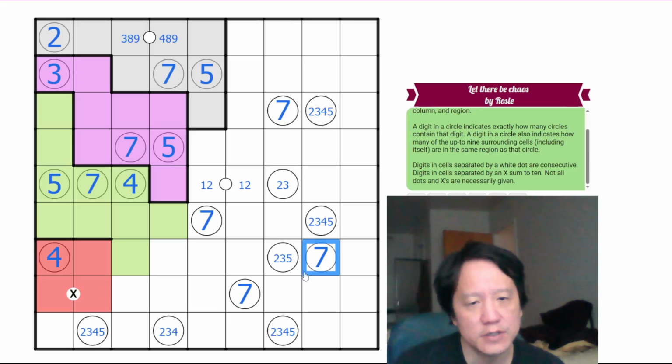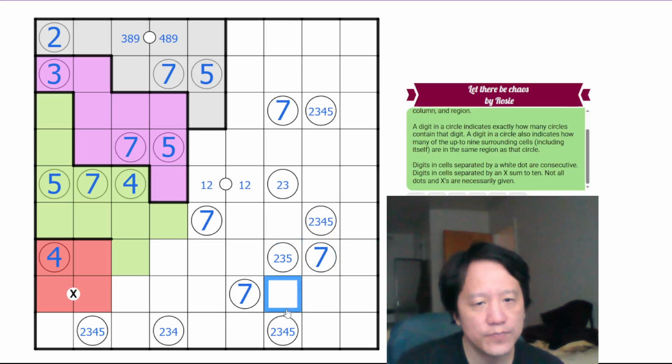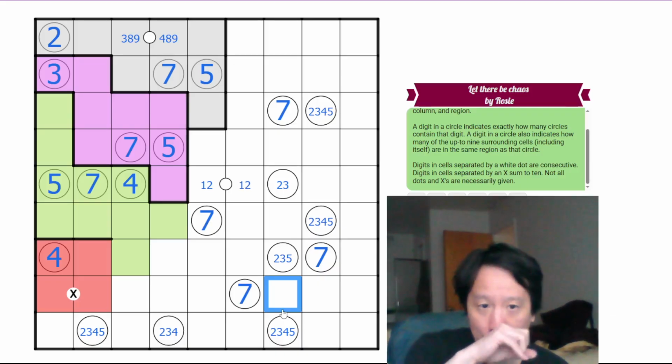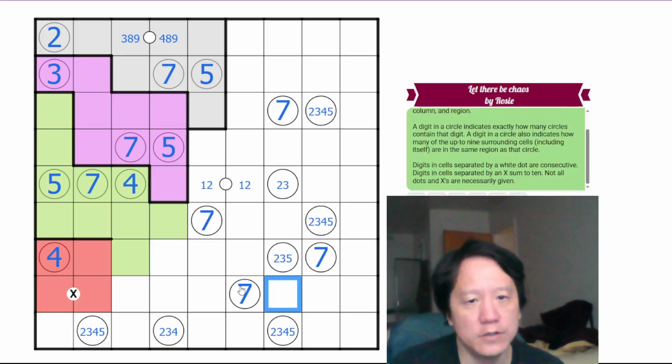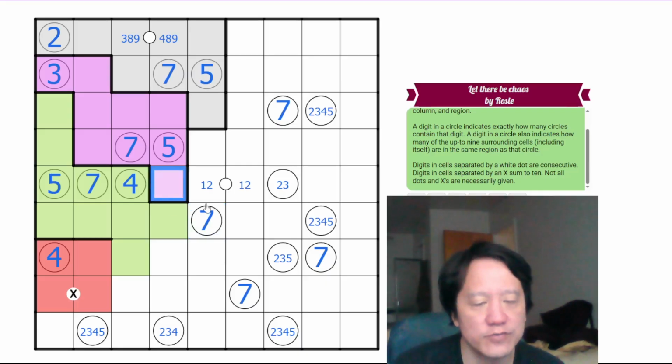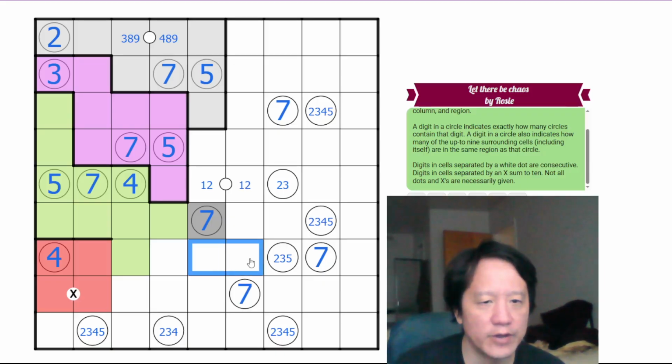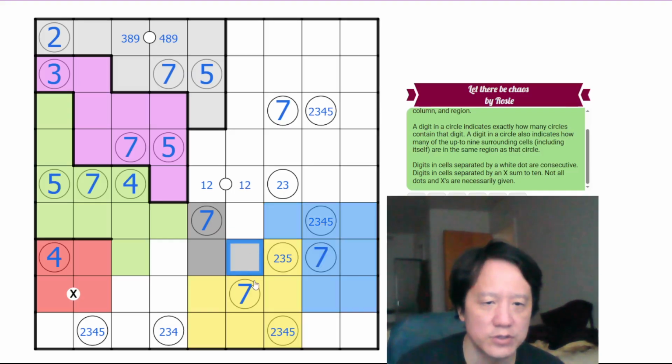So this must be, we don't know. This 7 already has a digit that's not part of its region. So that means it's going to have one of these digits be part of its region at least. And so can it have both of these cells part of its region? If it tries, then this would be 7 this way. And I guess you could have 7 that way. So that could work.